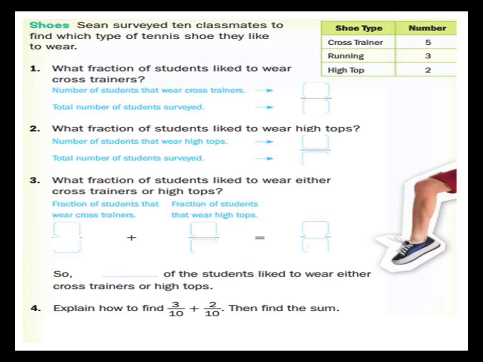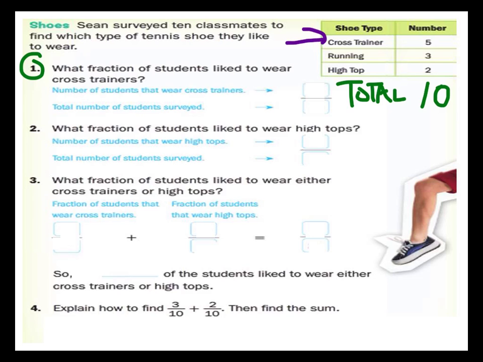Sean surveyed 10 classmates to find which type of tennis shoe they like to wear. Okay, we have to look in this table in order to get the information we really need. In addition to this, we need to know the total number of students. So how many total students were surveyed? Approximately 10. Exactly. So if we surveyed 10, and we want to know what fraction of students, on number 1 here, like to wear cross trainers, how many like to wear cross trainers?